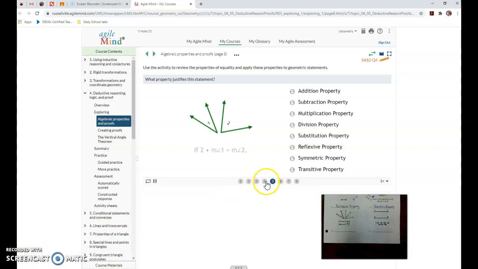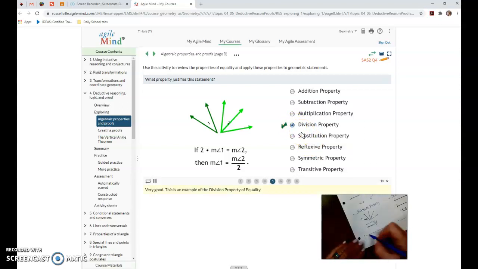All right, so the next one, we have two angles, angle 1 and angle 2, but it tells us that it takes 2 of the measure of angle 1 to equal 1 of the measure of angle 2. Well, that is the same thing as saying the measure of angle 1 is equal to the measure of angle 2 divided by 2. So we are essentially cutting each one of the sides of the equation in half. So that is the division property. We divided both sides by 2 is what we ended up doing. And so that is E on your notes, the division property of equality.